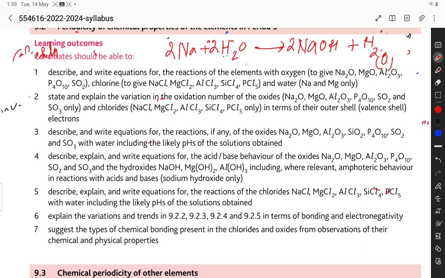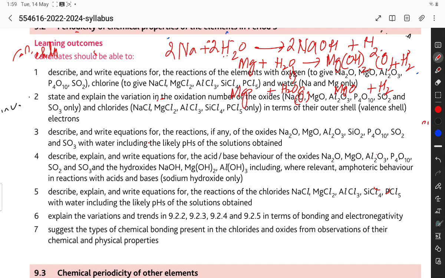And magnesium reacts very slowly with cold water to form magnesium hydroxide, Mg(OH)2, but with steam it is very reactive and forms magnesium oxide and hydrogen gas. So this is the reaction with steam.